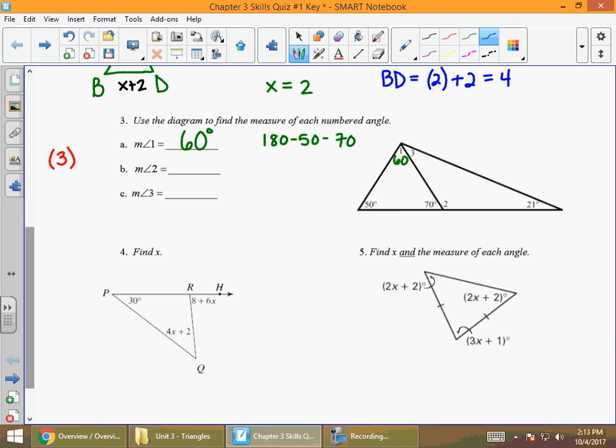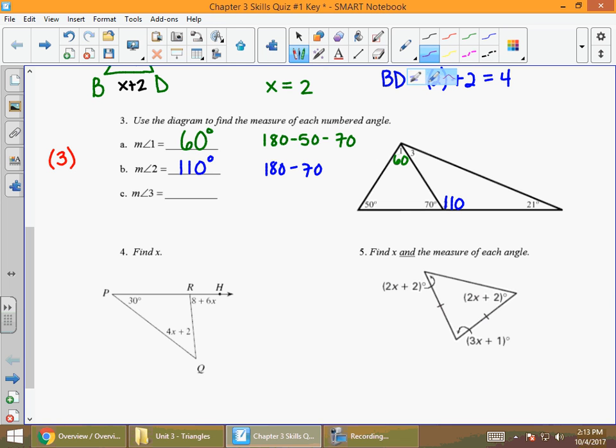For angle 2, I have this linear pair right here. It has to add up to 180. So 70 plus 110. I'm going to do 180 minus 70. So that means angle 2, this is 110.